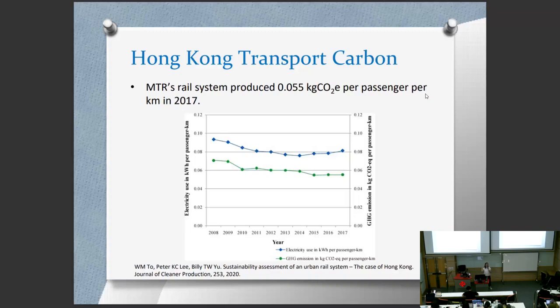So if you are like me, going to work by MTR, you can try to evaluate your transport carbon. Try to estimate how far you travel by MTR. Like I live in Fo Tan and I work in Hong Kong station. So I can estimate the distance from Fo Tan to Hong Kong and back, and then multiply by the emission factor. That would be my transport carbon for one trip, one day.